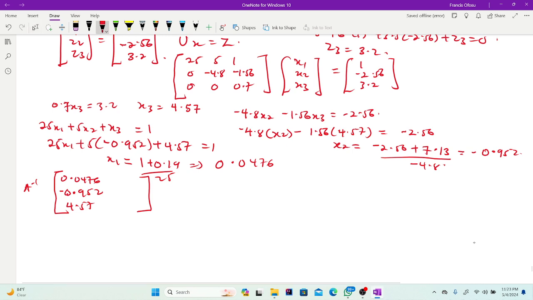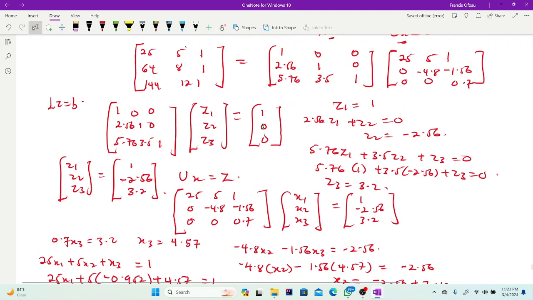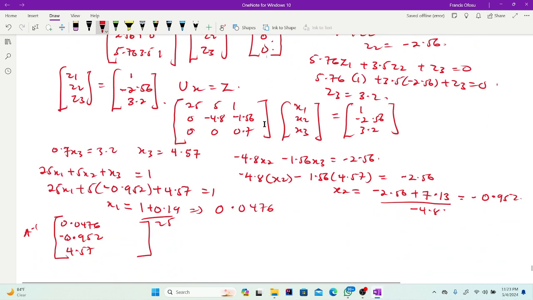We go back again to find the second column entries. So to find the second column entries, we go by LZ again, right? So LZ is equal to, this time around, we will not make it 1 0 0 as you see it here. So it will be 0 1 0 by the same equation. Okay, 0 1 0. So let me write my L back again. So LZ is equal to B.